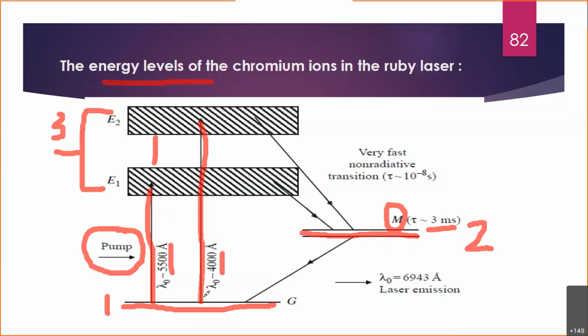Now what happens? You have excited a number of particles to level 3 by providing this pumping energy. Immediately, because this process happens very fast, by non-radiative decay, the time interval being around 10⁻⁸ second, which I was talking about, they will come down to level number 2 over here.